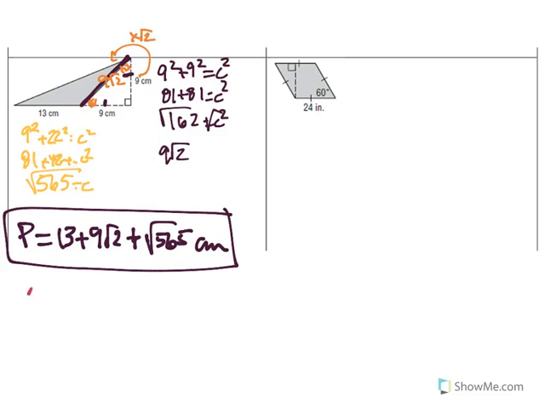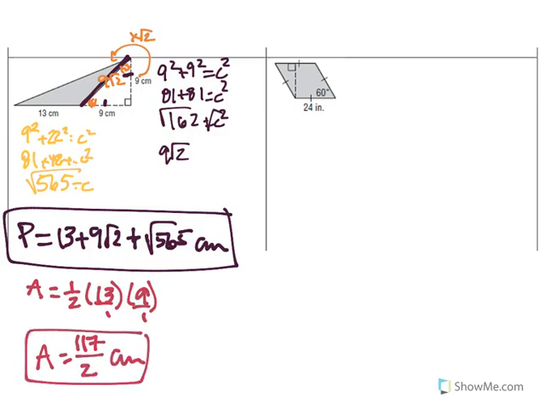Area was actually probably the easier one. 1/2 base, 13, times height, 9. You actually can't simplify this, so I would rather you leave it as the most simple answer. Do 13 times 9, which is 117 over 2 centimeters. That's the best answer, I think.